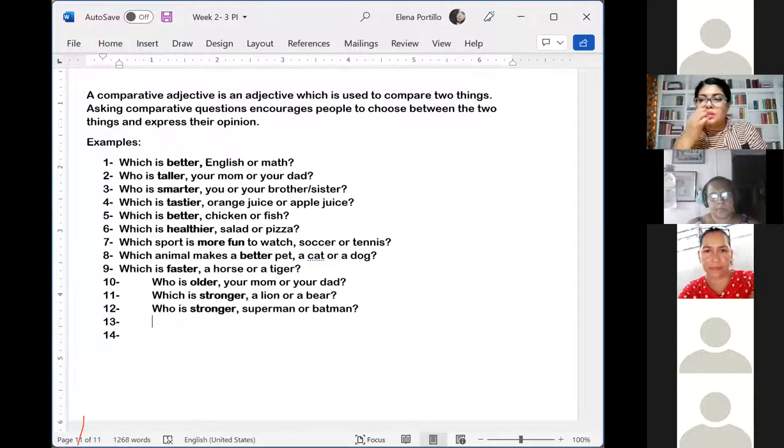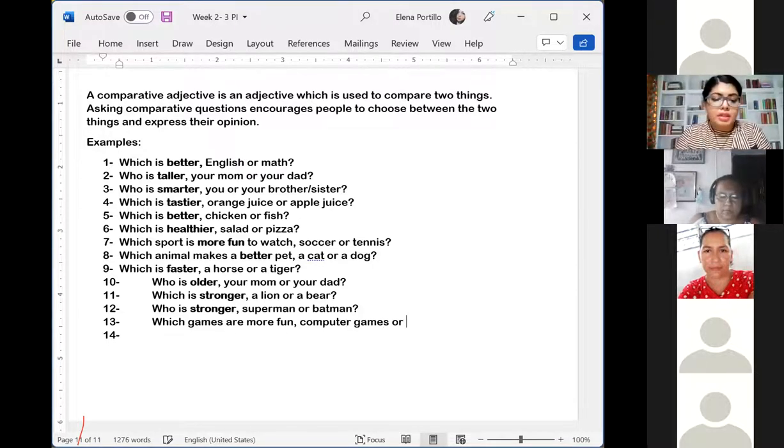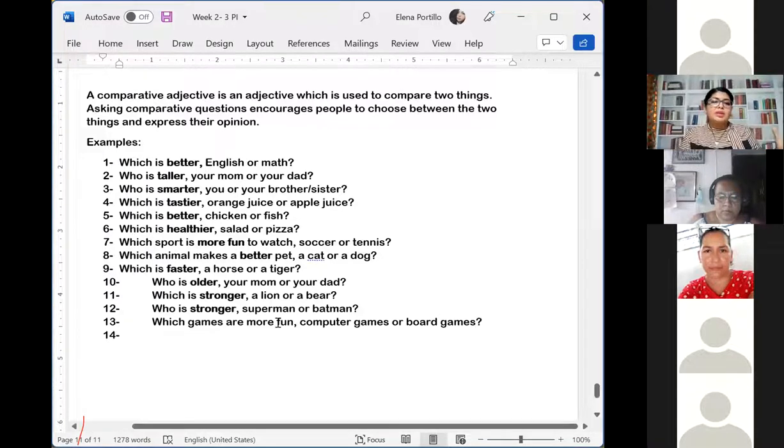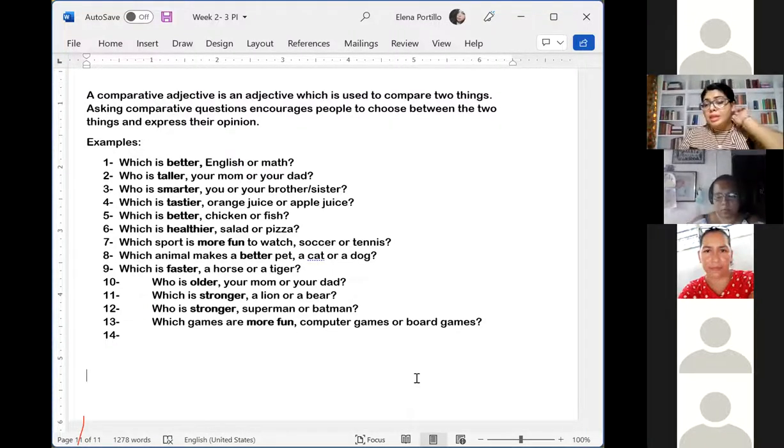Then we have another question with more fun in the number 13. And it says, which games are more fun? Computer games or board games? So in this case, we are not making the comparison as when we do with other sentences. In this case, we are going to choose which one is more fun or is better to play. So we're using the more fun for these kind of questions.